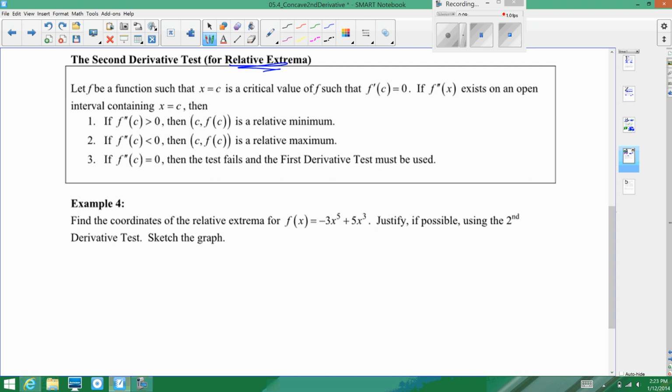Alright, so if it's a critical value, if the second derivative exists around there, and if the second derivative is positive, then it's a relative minimum. And if you think about it, it's concave up if it's positive, so there'd be a minimum there. Also, if it's negative, there's going to be a relative maximum there. And then if it's 0, then the test fails. Oh no, and we have to use the first derivative test, okay? But no big deal, we can do this.